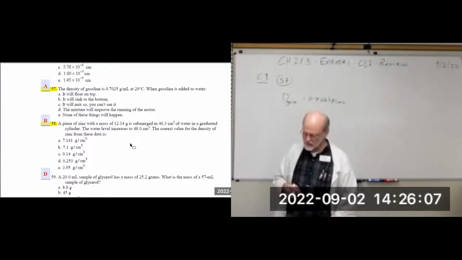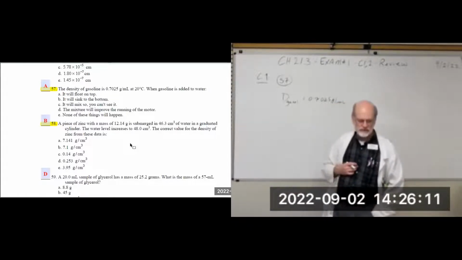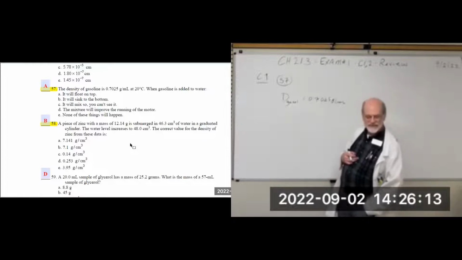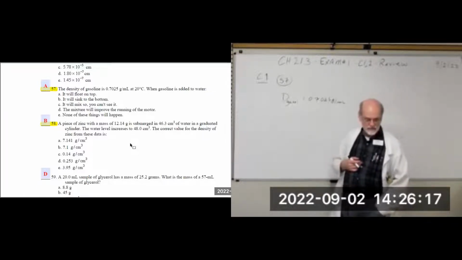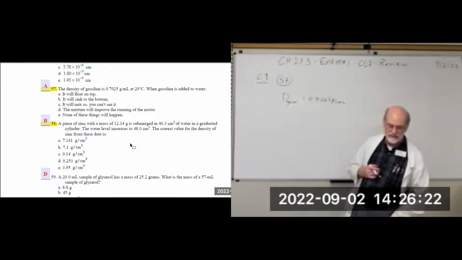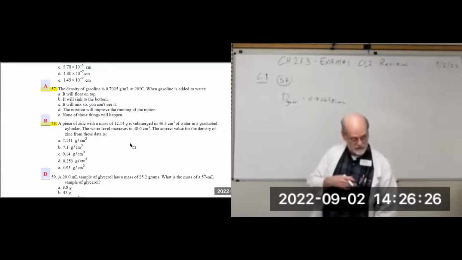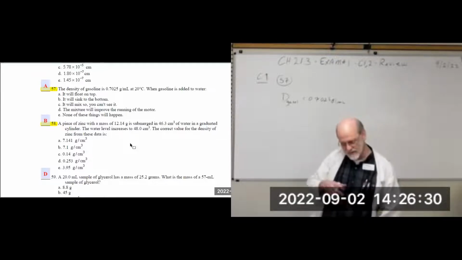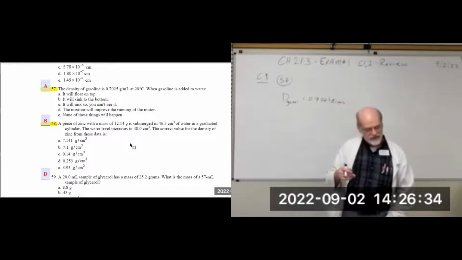This is kind of a difficult question because we haven't talked about solutions yet. Will the gasoline mix in water? The answer is no. Because water is polar and gasoline is nonpolar. And see, we haven't talked about that yet. So that wouldn't be a good question for this test, simply because we haven't covered the material. But if I give you that information, you know it's not going to mix, then will it float or sink?